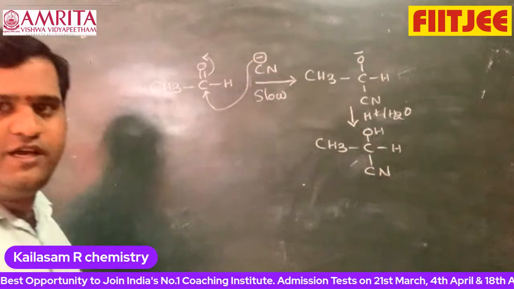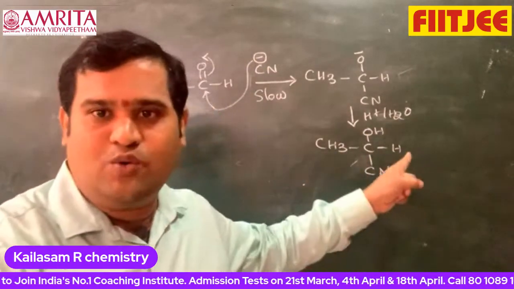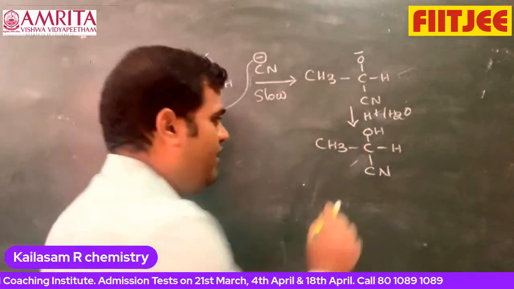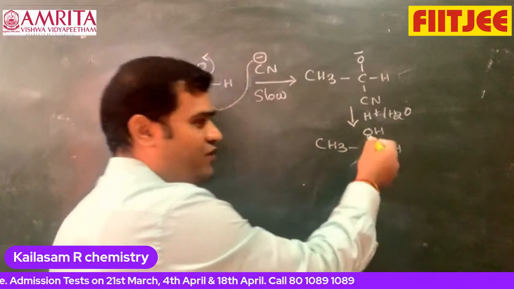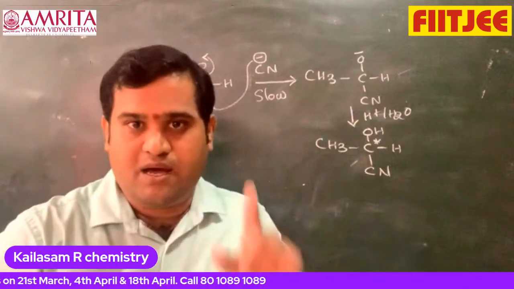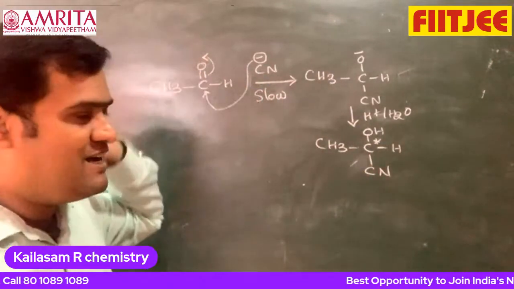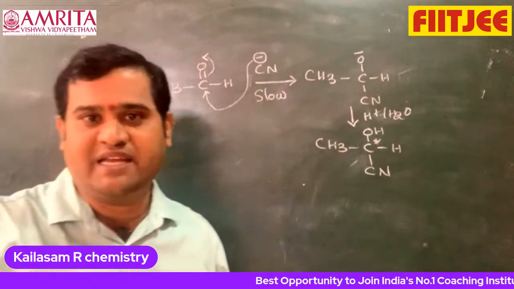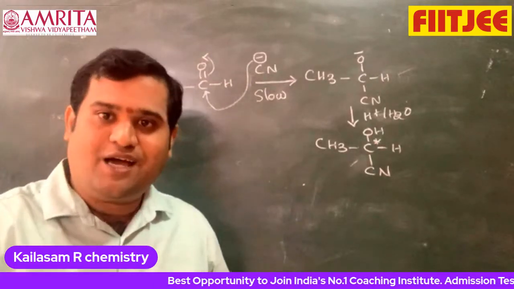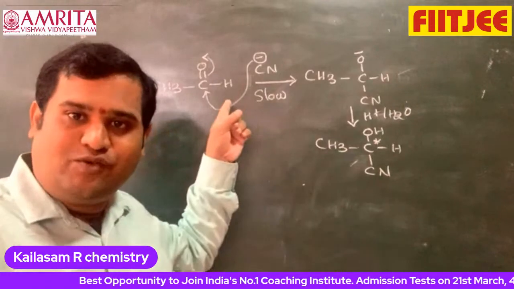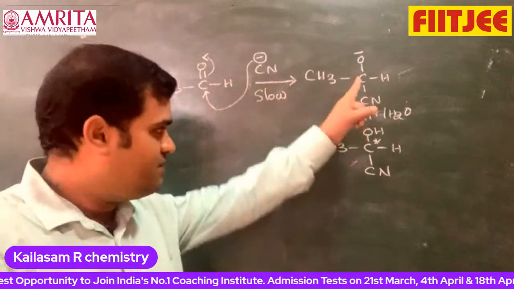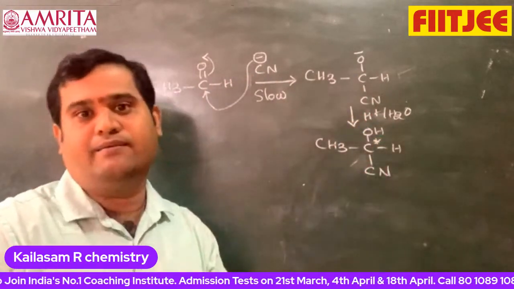Please observe carefully what you are going to see here. The molecule is chiral. Why is it chiral? Because four different groups are attached. So we end up with a racemic mixture. Why a racemic mixture? CN minus can attack from the front as well as the backside of the carbon, because it is an sp2 carbon. The first step is the slow step. The second step is fast, the formation of cyanohydrin.